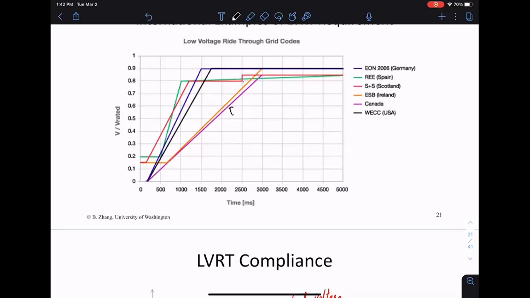Whereas for the black line, which is the USA line, it is much easier for wind turbines to satisfy the US requirement, because anything that satisfies Canada's requirement satisfies the US requirement. But different countries have different requirements, and depending on where you sell your turbines, you have to show different kinds of performance capabilities.